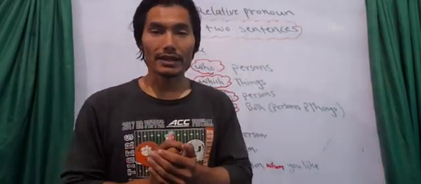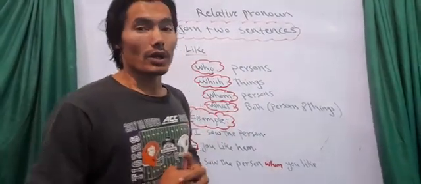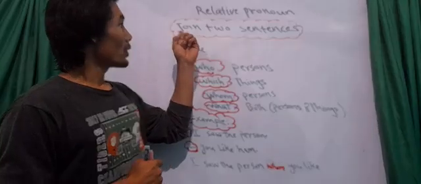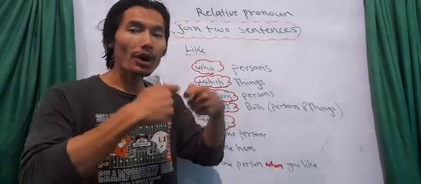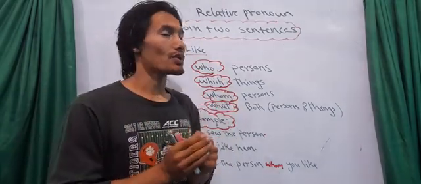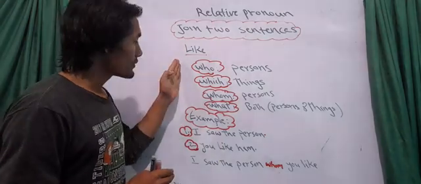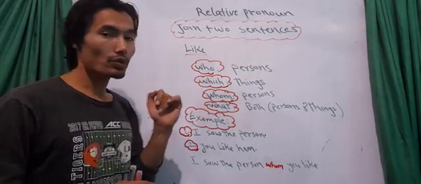Today we will study relative pronouns. What's a relative pronoun? Dear friend, relative pronouns are those pronouns which join two sentences together. Okay? With the help of relative pronouns, we can join two sentences to each other. Okay? And there are four kinds of relative pronoun: who, which, whom, and what.